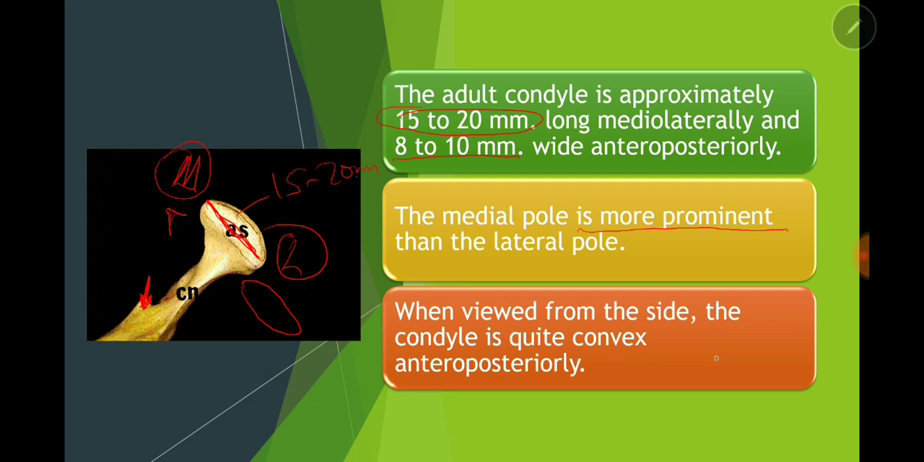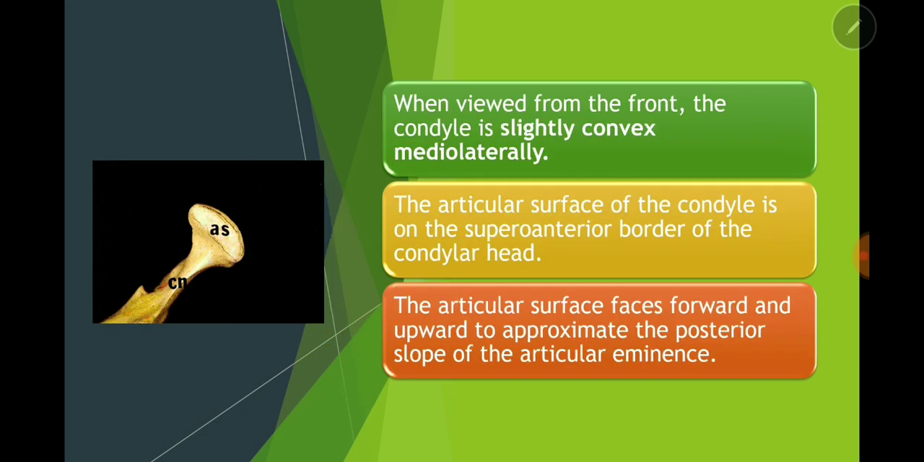When viewed from the side, the condyle is quite convex. Make sure you remember that. Anteroposteriorly, you have a convex condyle. And when viewing from the front, the condyle is slightly convex. So in all directions, the condyle is convex, like a football. Everything is nicely rounded: anterior, posterior, and mediolaterally, the condyle is convex.